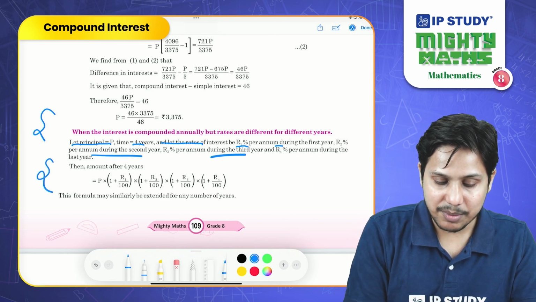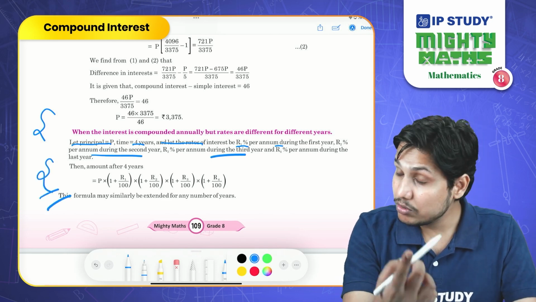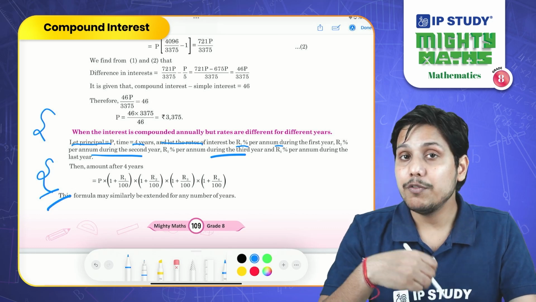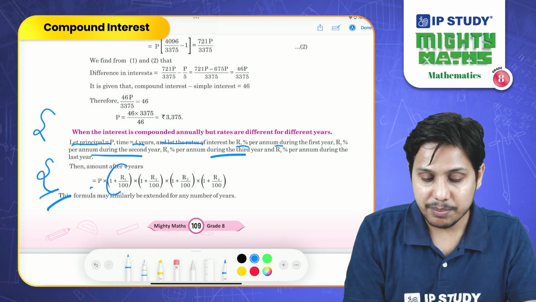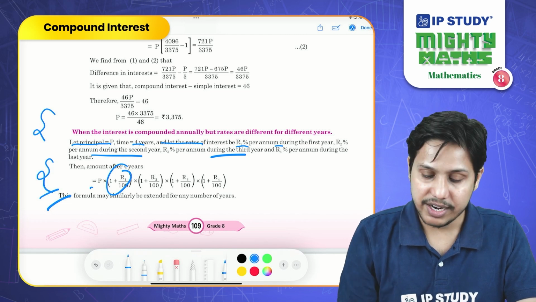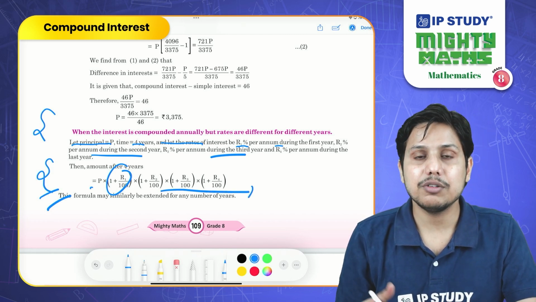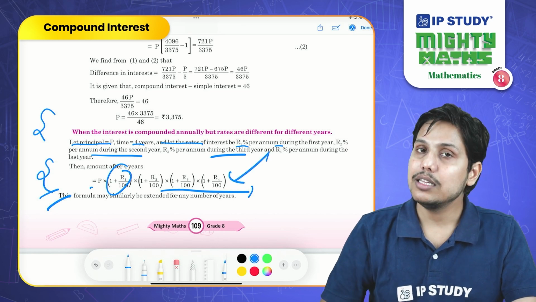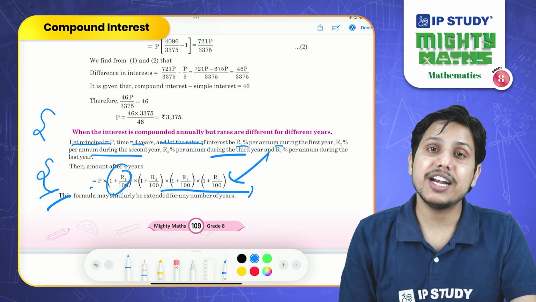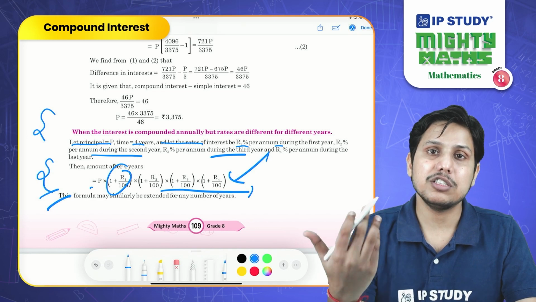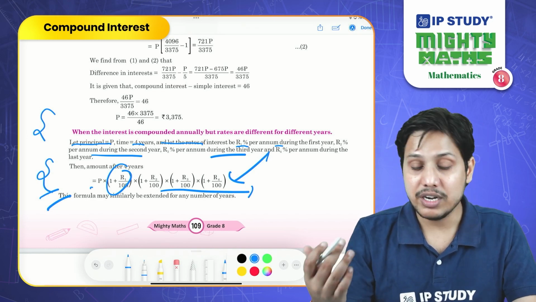Now to calculate the final amount, we can use the formula: principal times (1 plus R1 upon 100) into (1 plus R2 over 100), and similarly for as many years as we want, 4 years or 5 years, and this will give us the total amount accumulated after n years. It means the number of years you want, at different rates of interest.